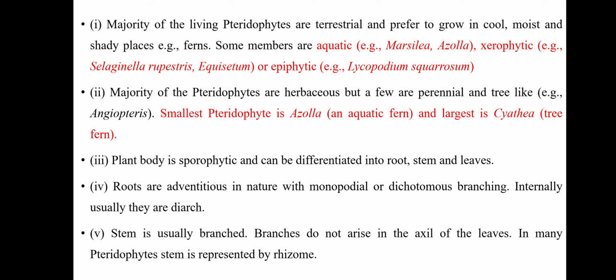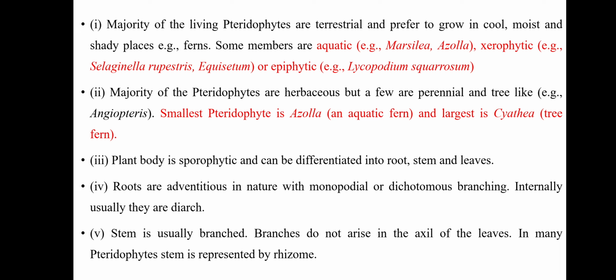The majority of pteridophytes are terrestrial, preferring to grow in cool, moist and sandy places, for example ferns, but some members are aquatic like Marsilea, Azolla. Some are xerophytes like Selaginella rupestris, Equisetum. Some are epiphytic like Lycopodium squarrosum. The majority of pteridophytes are herbaceous in nature, but a few are perennial and tree-like, for example Angiopteris. The smallest pteridophyte is Azolla, which is an aquatic fern, and the largest is Cyathea, which is a tree fern.